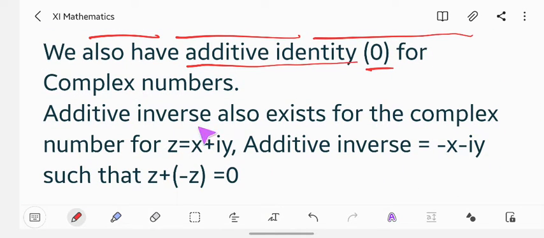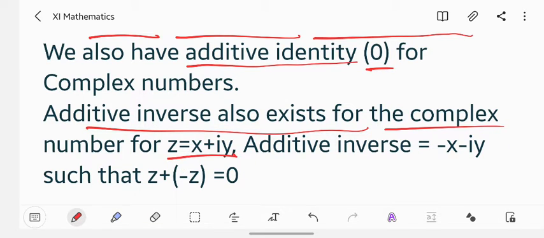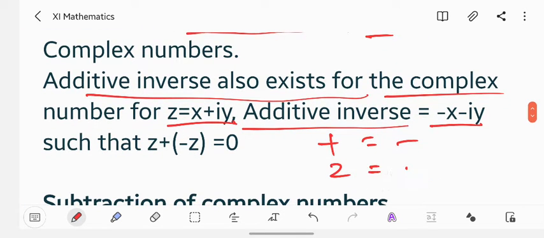And additive inverse also exists for complex numbers, where z, which is a complex number, given as x plus iy, its additive inverse is written as minus x minus iy. So plus becomes minus here, right? So the additive inverse of plus 2 we have seen as minus 2. Remember, the addition of the given complex number as well as its additive inverse will always give you 0.